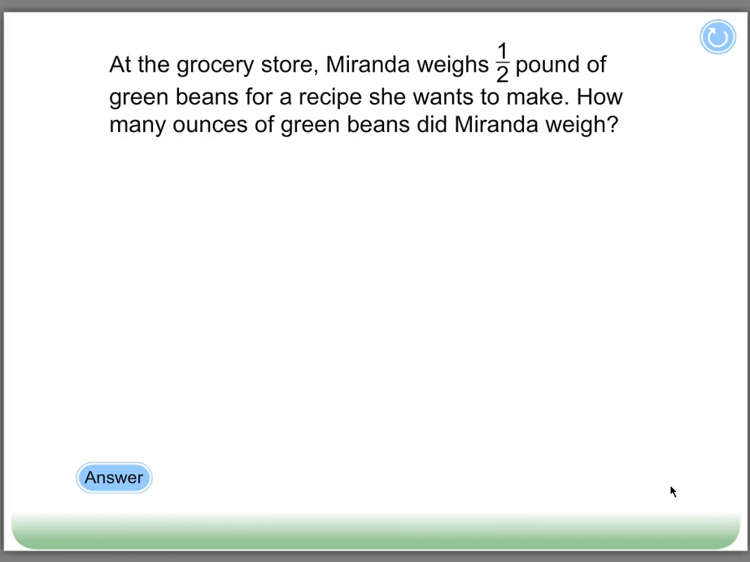For your journal. At the grocery store, Miranda weighs 1/2 pound of green beans for a recipe she wants to make. How many ounces of green beans did Miranda weigh? Okay, again, I'll help you out on this one. So we have 16 ounces, and oz is our shortened ounces, per 1 pound. Okay, so 16 ounces per pound. So there's your unit rate. I'll help you out with that again, and write that one in your journal. You got it down? If not, stop the video.